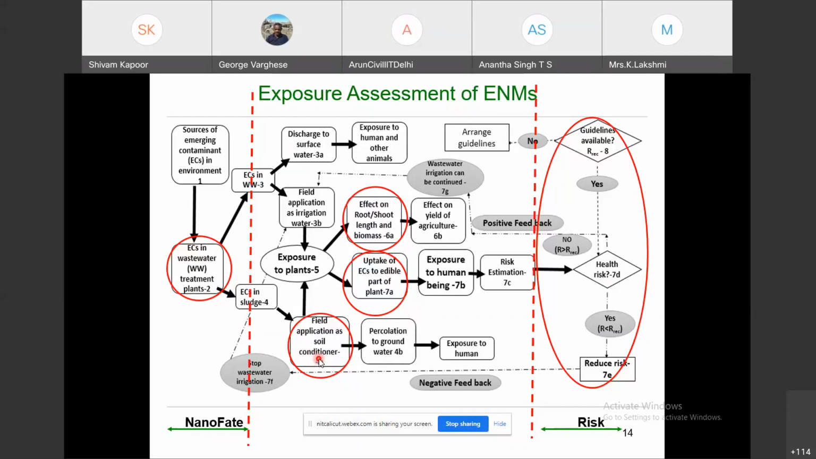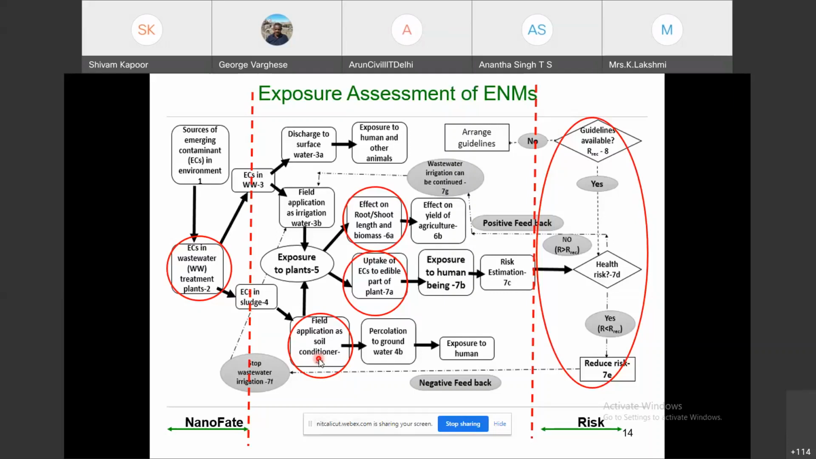But the nanoparticles have specific properties with respect to size, so it's better to have limits for individual nanoparticles. In that direction, our other PhD student, Dr. Tanushri Parsai, and we have published one paper on how to go about setting guidelines for nanoparticles in water.